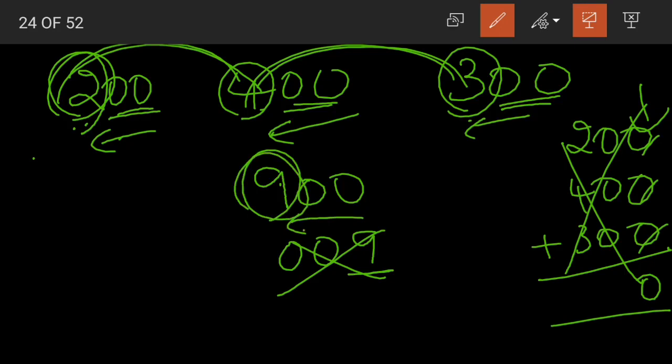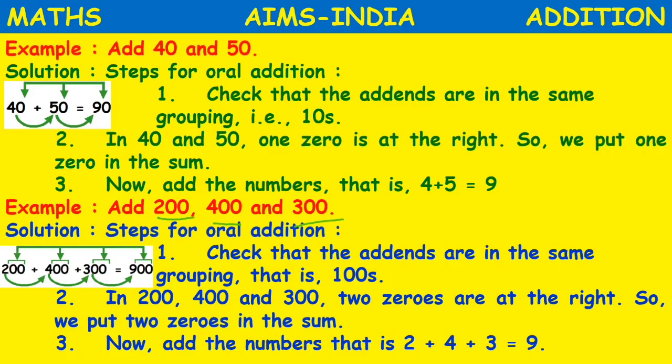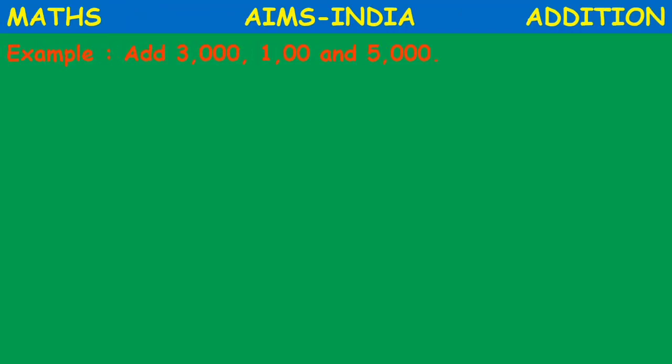Now how did we add this orally, children? We saw that all the numbers are having 2 zeros. So we wrote 2 zeros. Then we added the remaining numbers. 2 plus 4 becomes 6. 6 plus 3 becomes 9. So the answer is 900. Clear, students? This is easy, right? Oral addition. Simply add the numbers. No need of writing down the numbers and doing a big addition.